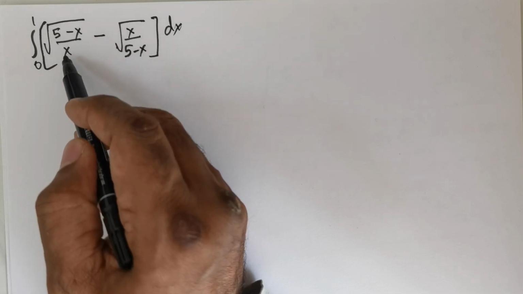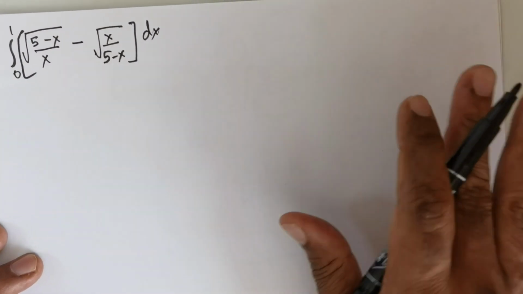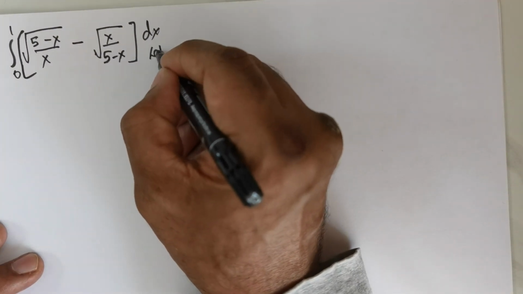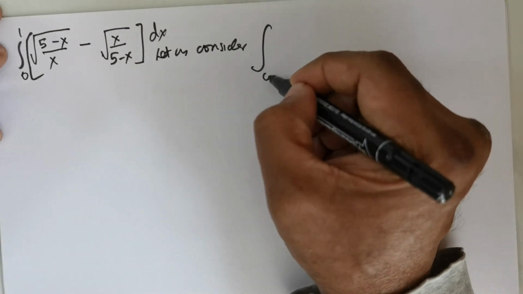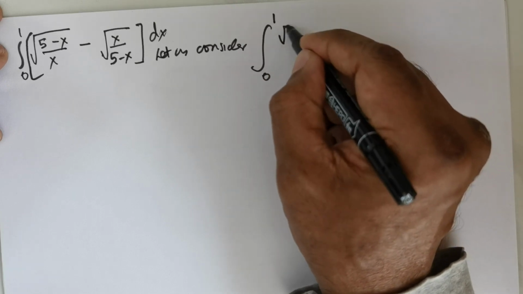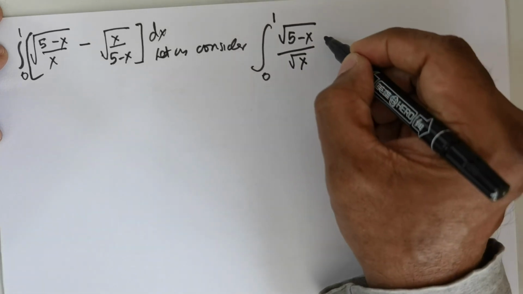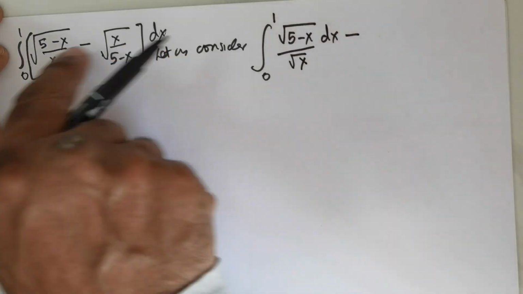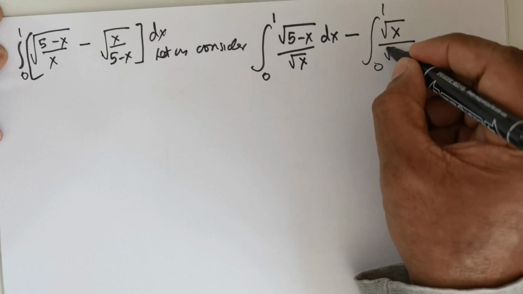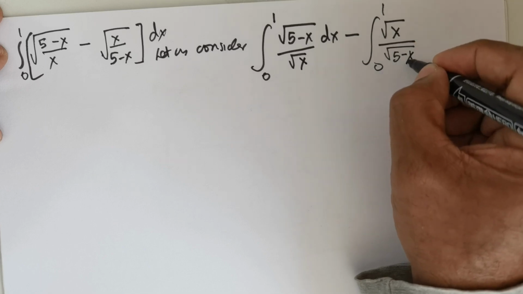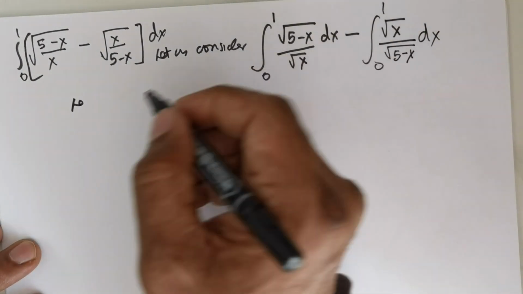We got this question: integral of (square root of 5 minus x over square root of x) minus (square root of x over square root of 5 minus x). So foremost, what I would like to do is rewrite this. Let us consider the given integral, from 0 to 1. I'm going to rewrite this as integral of root of 5 minus x over root of x dx, distributing dx, followed by integral 0 to 1 of root of x divided by root of 5 minus x dx. So let me consider this quantity first.